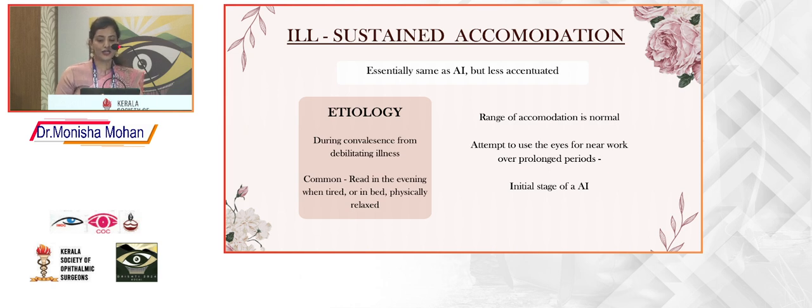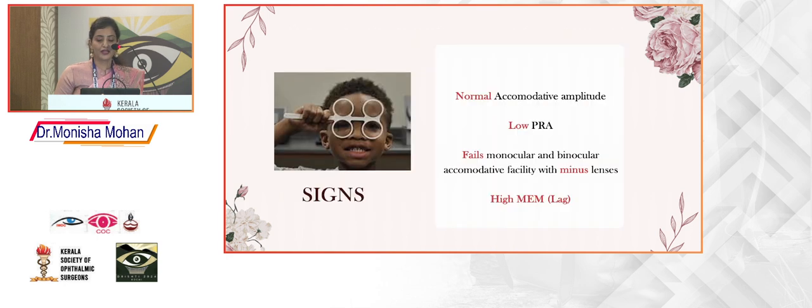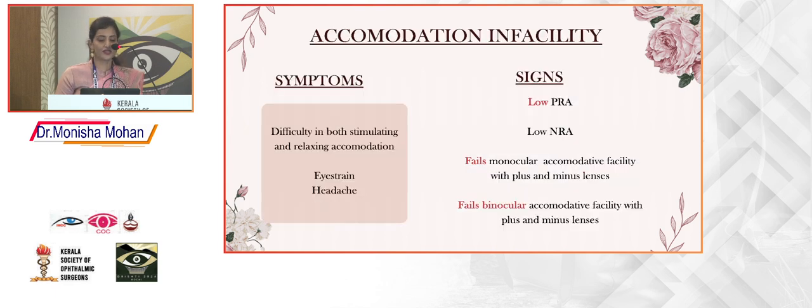Here the range would be normal, and you'd really experience it when you use it for a prolonged period of time. So the first time you check, your accommodation amplitude will be normal. A low PRA, and again, all the minus tests, like in your accommodation insufficiency, would be affected.